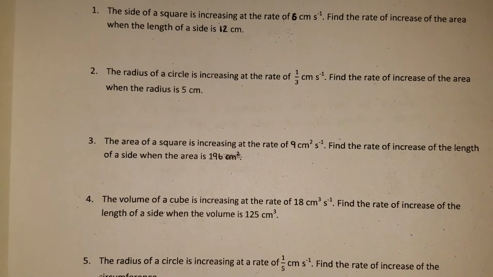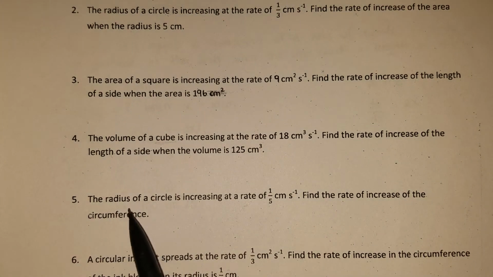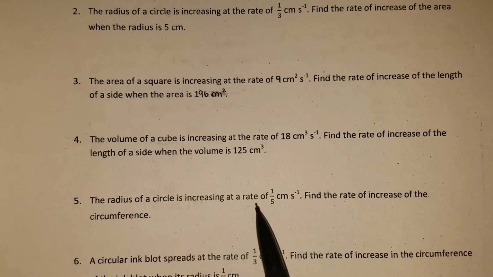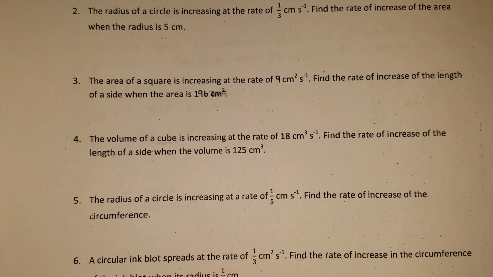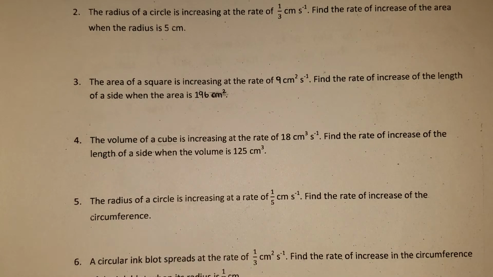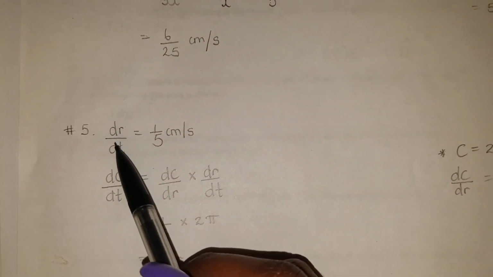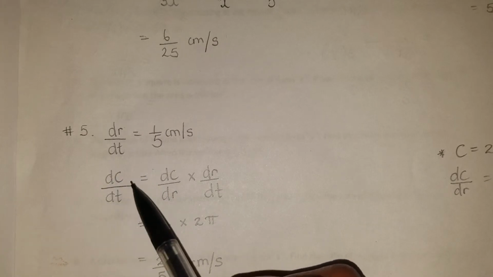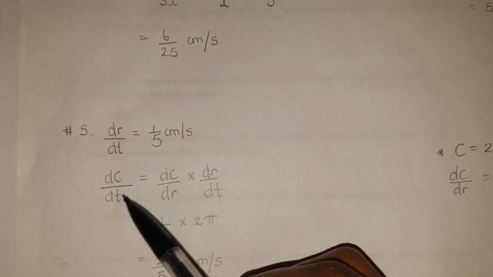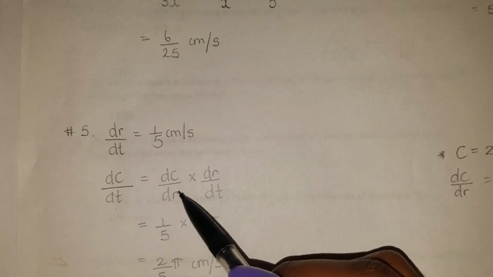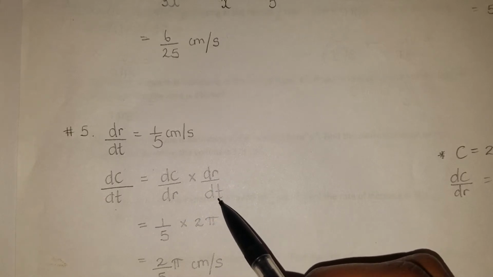Number 5 says, the radius of a circle is increasing at a rate of 1/5 centimeter per second. So this 1/5 is dr/dt. They want us to find the rate of increase of the circumference, and we're going to express that as dC/dt. So we were given dr/dt as 1/5, and we need to find dC/dt. To find it, the formula will be dC/dr times dr/dt.